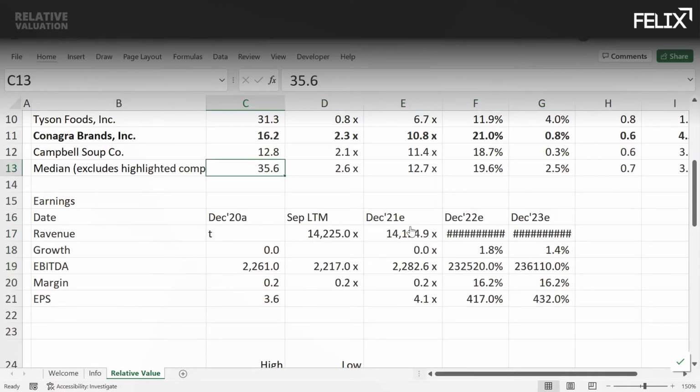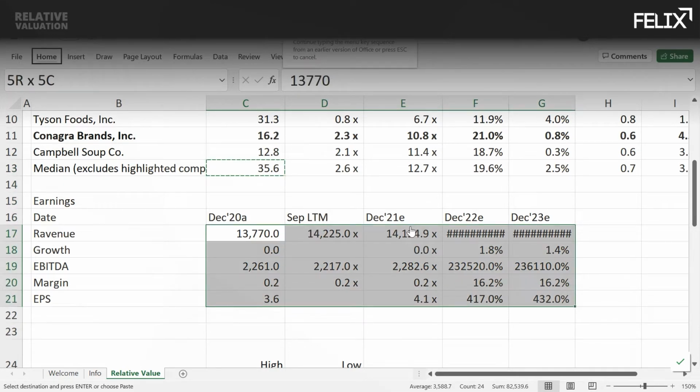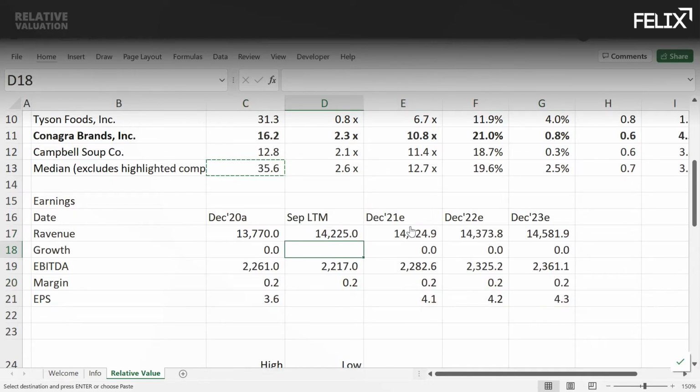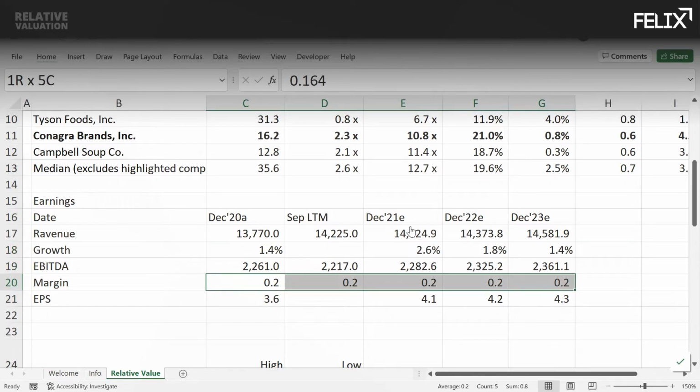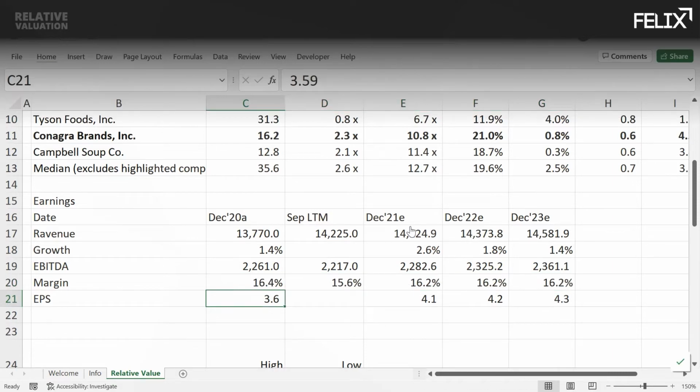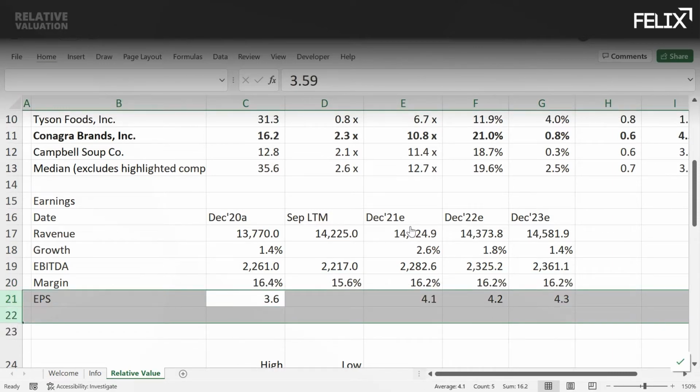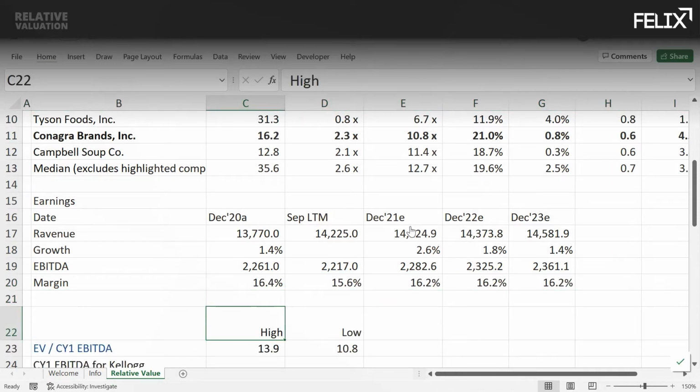I've got some rather annoying formatting, so let me change it. It's better. And we've got our growth rates there, and we've got our margins there. We don't really need to worry about the EPS, so I'm just going to remove the EPS. So I've got my consensus estimates there.